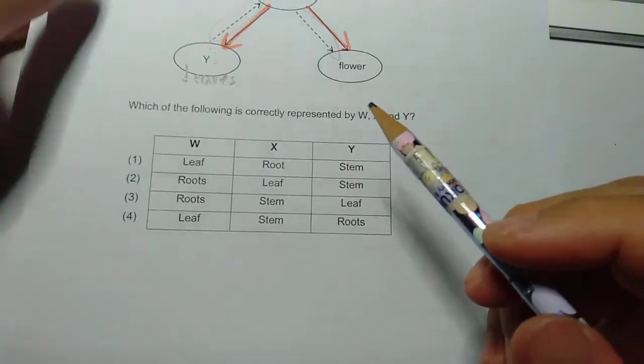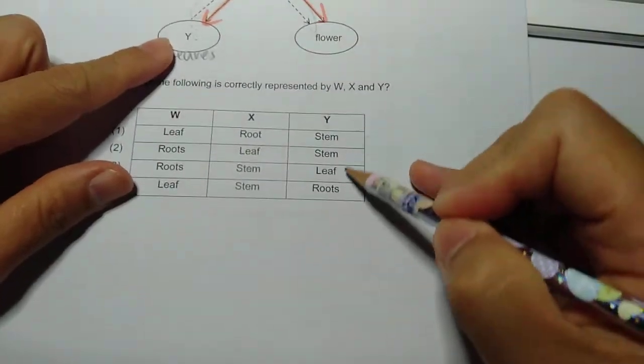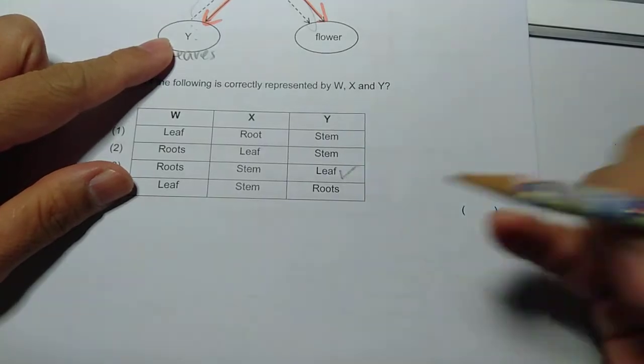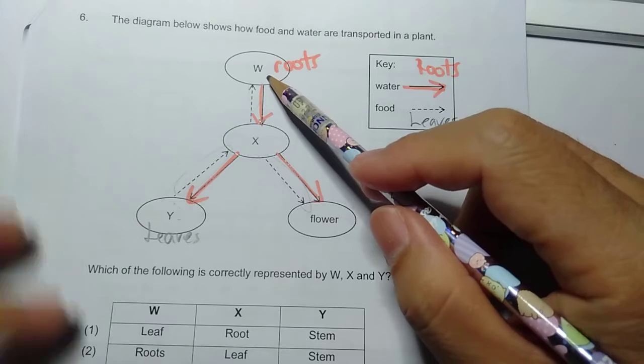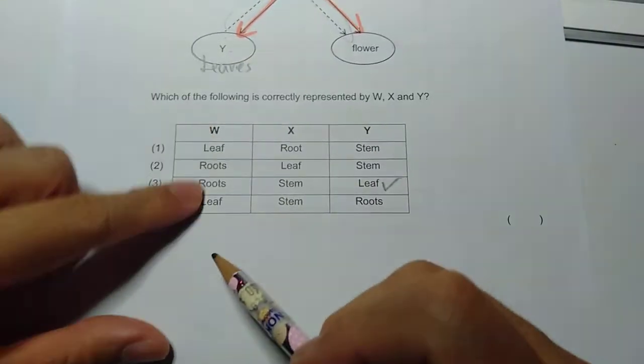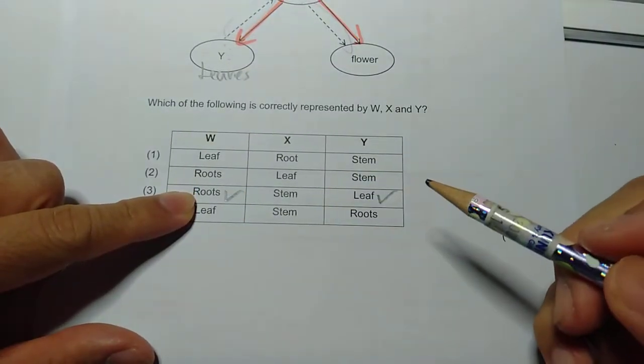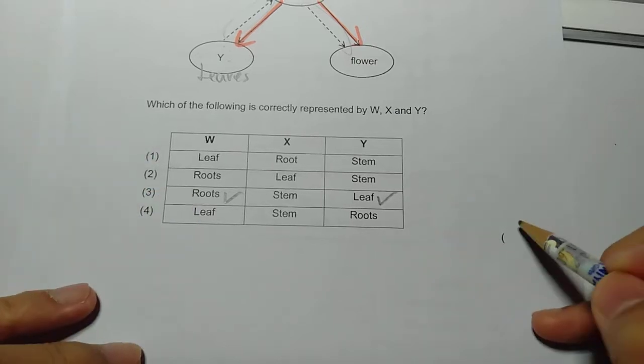So let's see if this is enough to get me the answer. So Y will be leaves. Hey, got the answer already. Let's double check. So W should be the roots. W is the roots. Yeah. That's it. Answer 3.